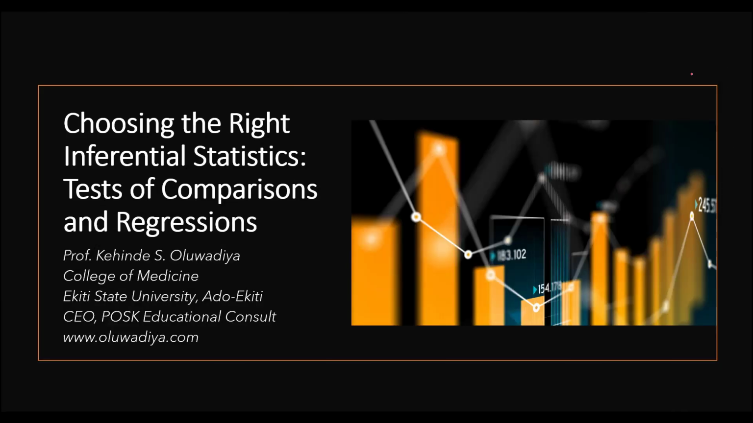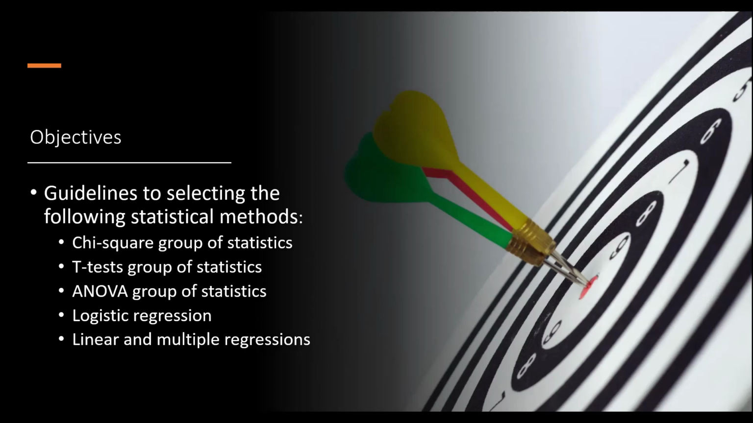The title of this episode is Choosing the Right Inferential Statistics Part 1, Tests of Comparisons and Regressions. For many researchers, knowing which statistics method to use for analyzing a particular set of data is a daunting task. In this lecture, we will be focusing on the guidelines to choosing the most commonly reported statistics in literature. The objective of the lecture is to show you how you can choose the right statistics for the data you have at hand.